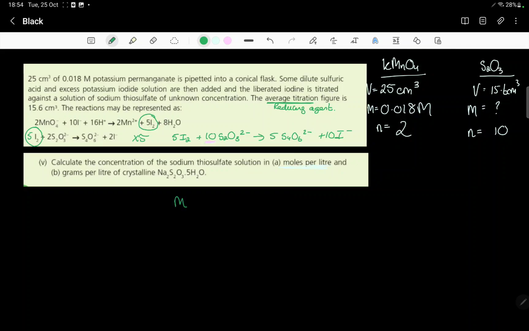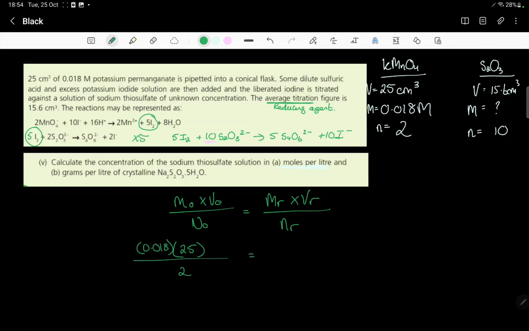I can use this equation: molarity of the oxidizing agent times the volume of the oxidizing agent over the number of moles of the oxidizing agent equals molarity of the reducing agent times volume of the reducing agent over the number of the reducing agent. Fill all of those in. We're going to get 25 for the volume, molarity 0.018 over 2. We don't know the molarity of the sodium thiosulfate.